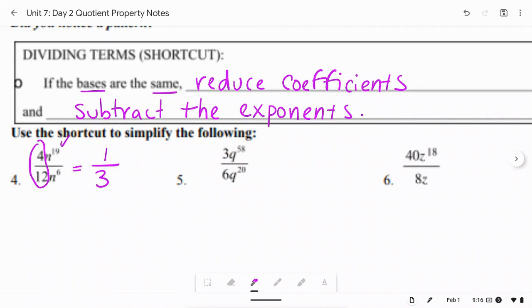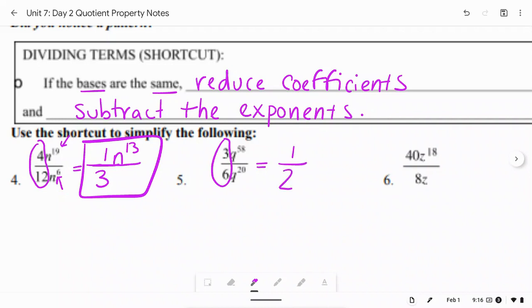And then I'm going to subtract the exponents. So 19 minus 6, and anytime you have a fraction and you're subtracting the exponents, you always put the exponent in the numerator part of your fraction. So 19 minus 6 is n to the 13th power. So the final answer would be 1 n to the 13th over 3. Same thing with example 5. Let's reduce 3 over 6 in our calculator to 1/2, and then subtract the exponents. 58 minus 20 is q to the 38th power.